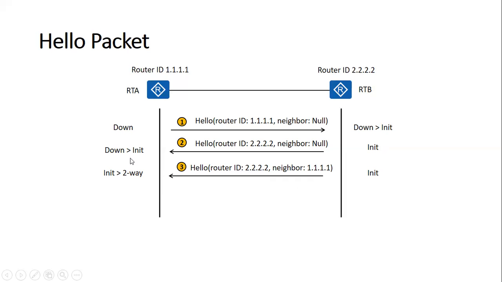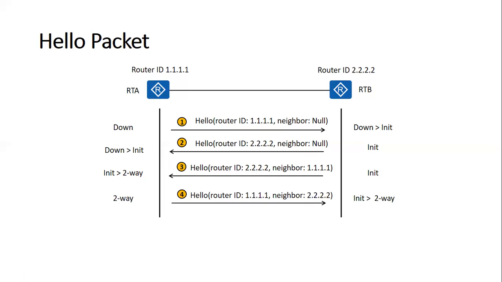So two-way means I have received a hello and I have seen my router ID in the neighbor list. So it will also send a hello, but this time it will contain neighbor 1.1.1.1, because it already has that neighbor. Once router 2 receives that hello packet, it will see its own ID in the neighbor list, and it will transition to two-way. So two-way is a stable state. That's when we say that the neighbor relationship has been established.